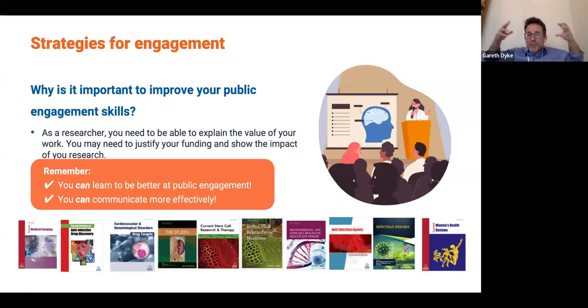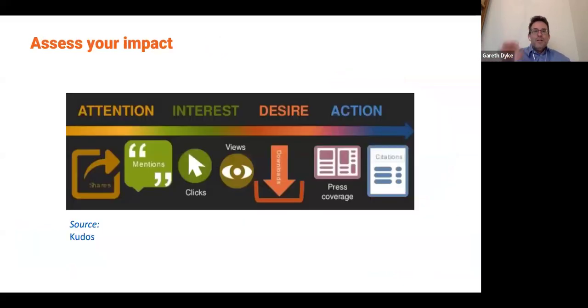And our strategies for engagement as well. Develop those public engagement skills. We have lots of training, lots of courses. We can definitely help with this as well. Giving presentations, building as a researcher your ability to explain the value of your work, justify your funding, and show the impact of your research. Public engagement is a skill that you can develop. You are able to communicate effectively about your research. Building those communication skills, not just online and face-to-face presentations, but how you talk about your research in the planning and publication stages. Very, very important.